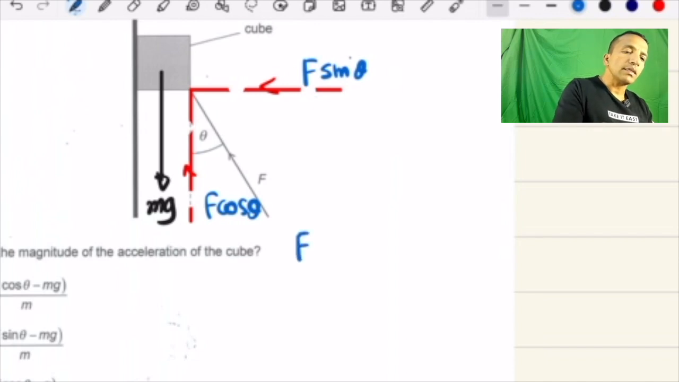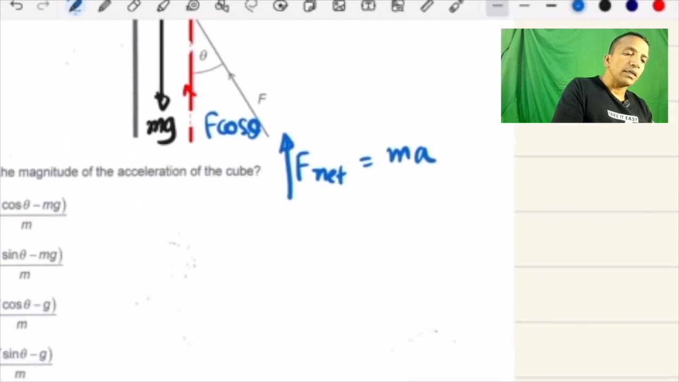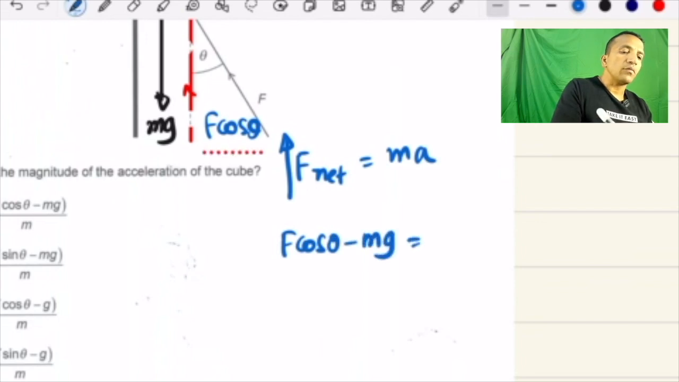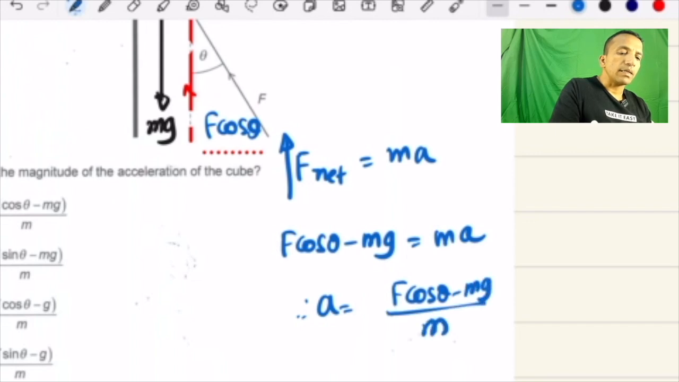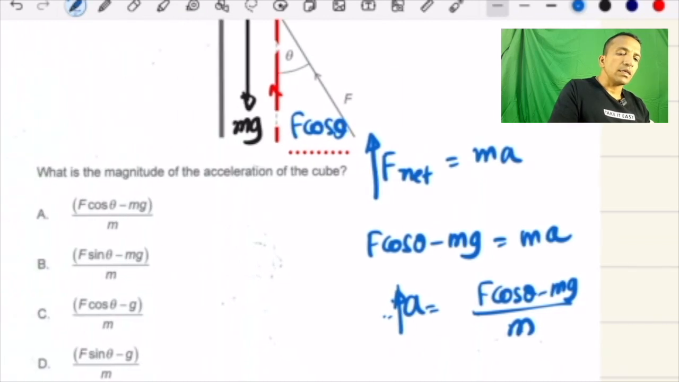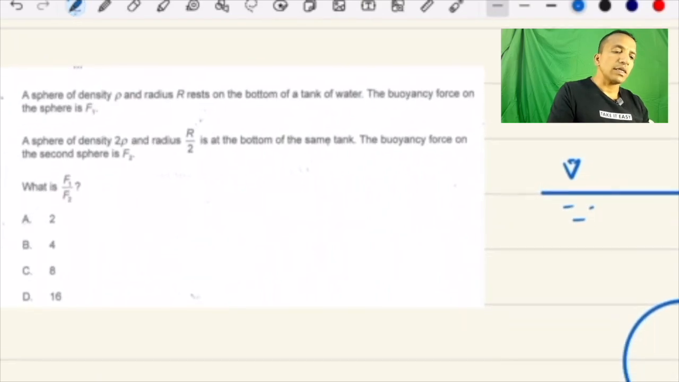Now let's write net force F equals ma. I am going to write it upwards. The upward force is F cosine theta. mg is downward, so minus mg is m times a. So the acceleration a equals F cosine theta minus mg over m. If you look at this, you can find the answer as answer A.